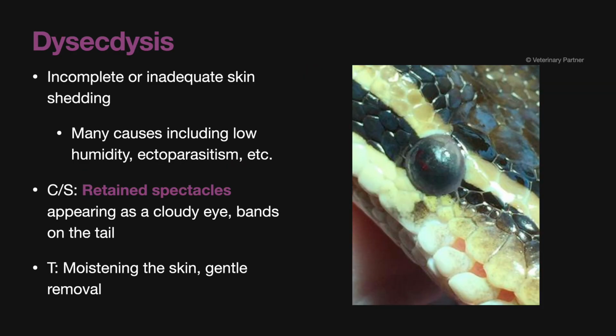Dysecdysis is incomplete or inadequate skin shedding. There are many potential causes, including things like low humidity, ectoparasitism, etc. Clinical signs include retained spectacles, which appear as a cloudy eye, as well as bands on the tail. Treatment involves moistening the skin and gentle removal.